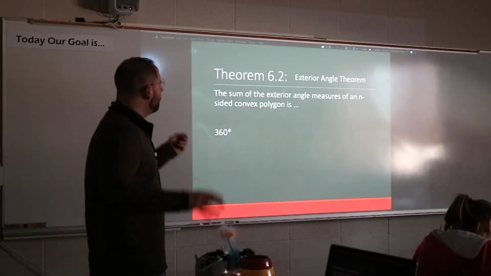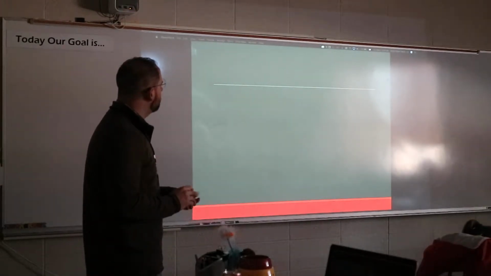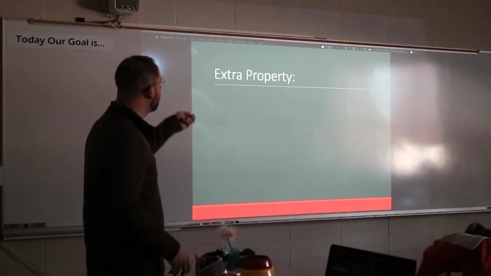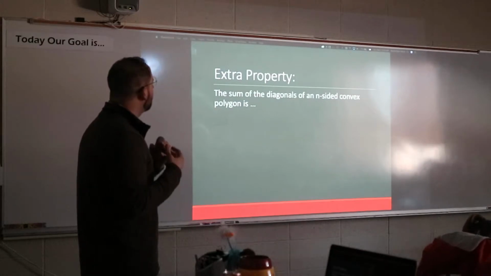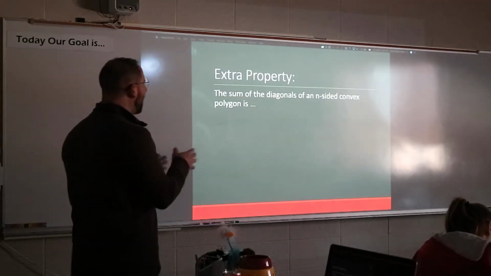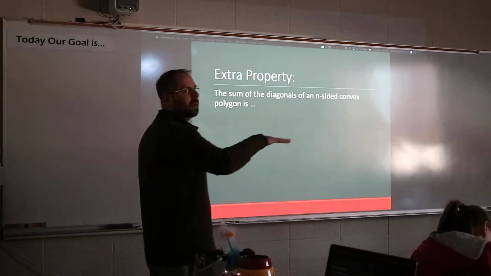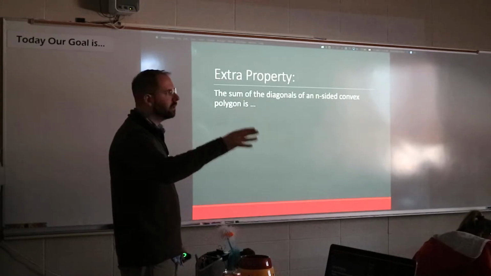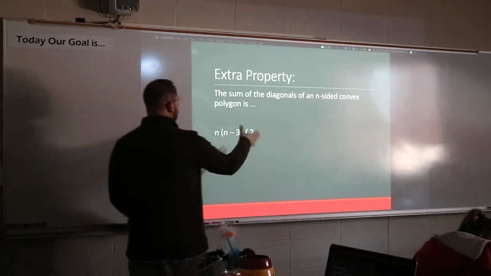Last formula we had, find the number of diagonals. Number of diagonals, this is our extra property. So if you were gone yesterday, this is the extra one we got. The sum of the diagonals of an n-sided convex polygon. So the diagonals are the lines that go through the middle of the picture. They connect dots that are not already connected. This is the formula that we use.